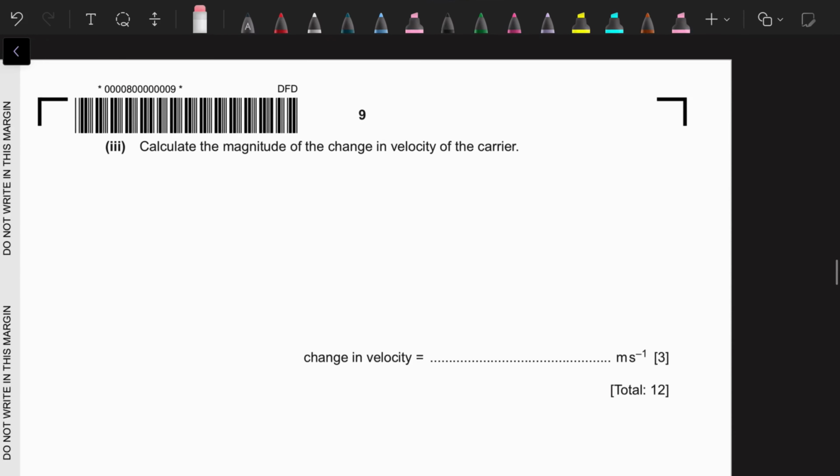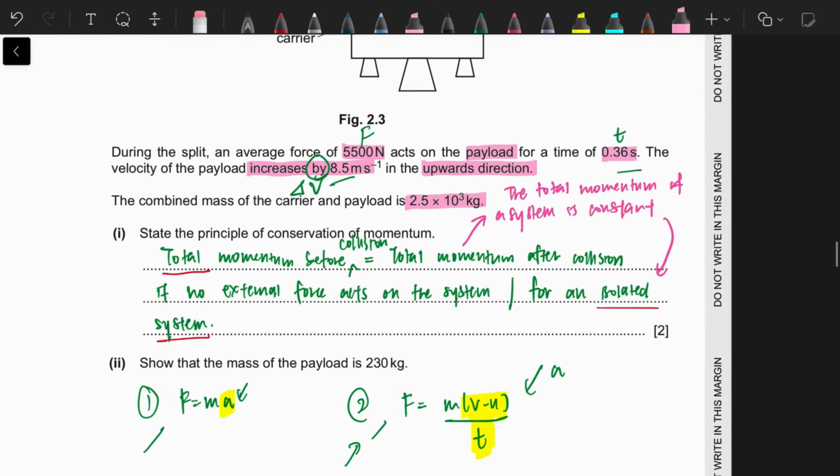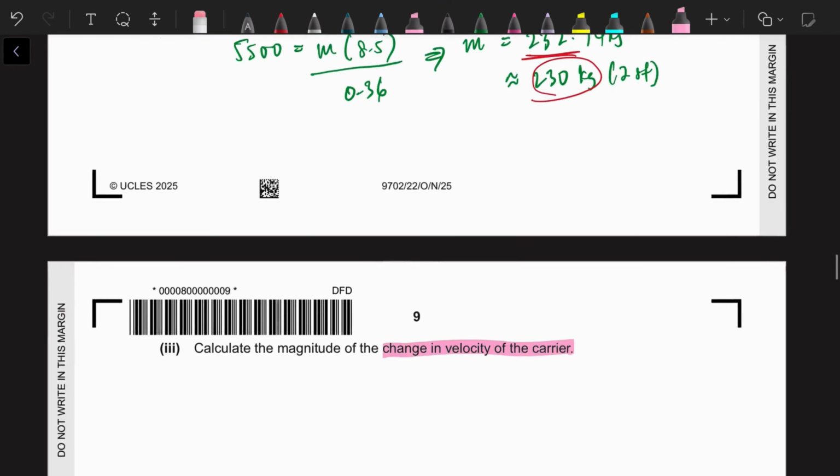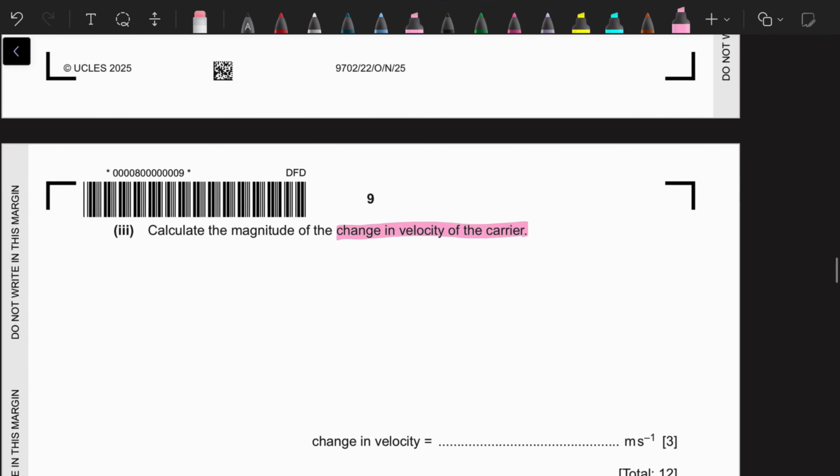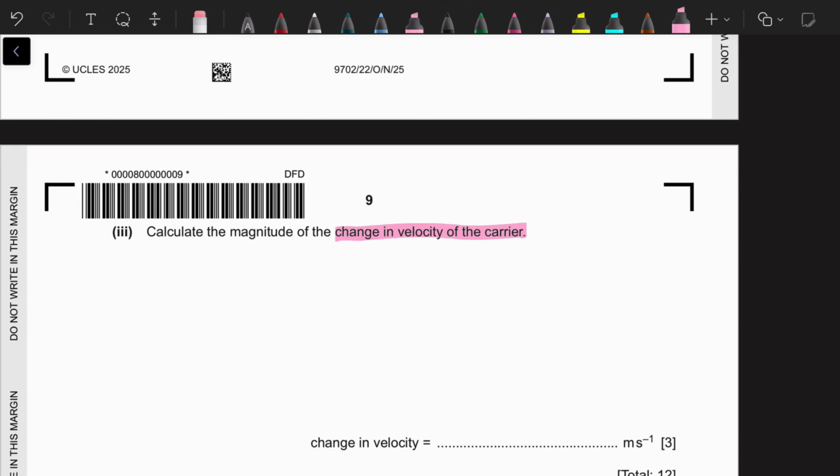The last part of the question, Roman 3. Calculate the magnitude of the change in velocity of the carrier. Just now we calculated for the payload, right? This is the payload, we got the mass. Okay. We can actually use the principle of conservation of momentum here. How? So we know total momentum before and after.